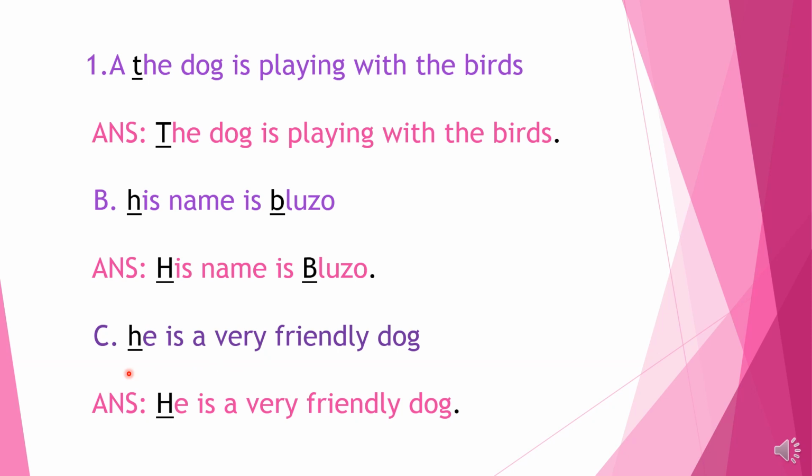Likewise, he is a very friendly dog. H should be only in capital. So, he is a very friendly dog. Finish the sentence with a full stop. Did you understand, children? Are you able to understand it?